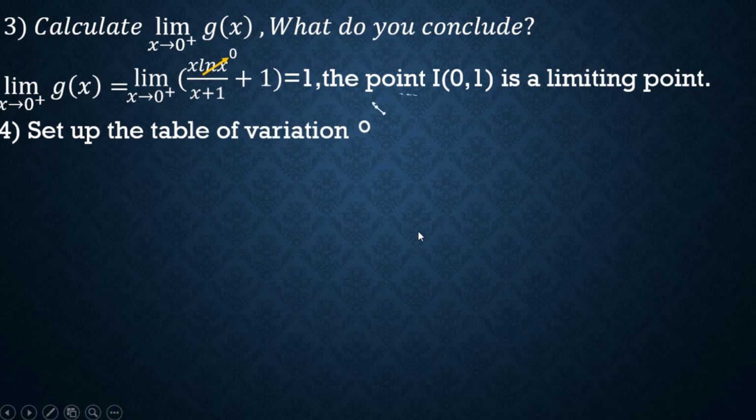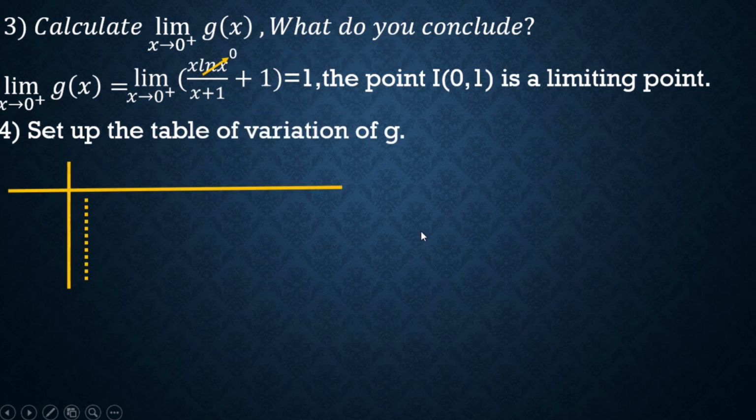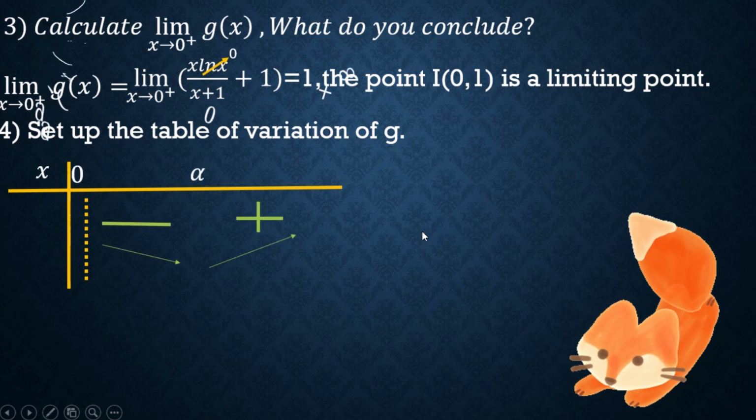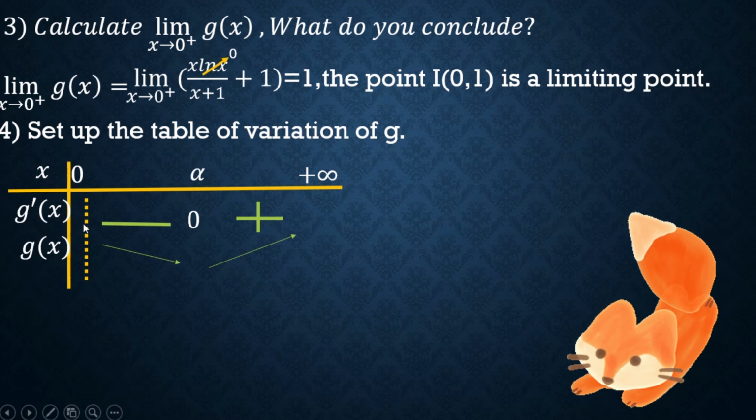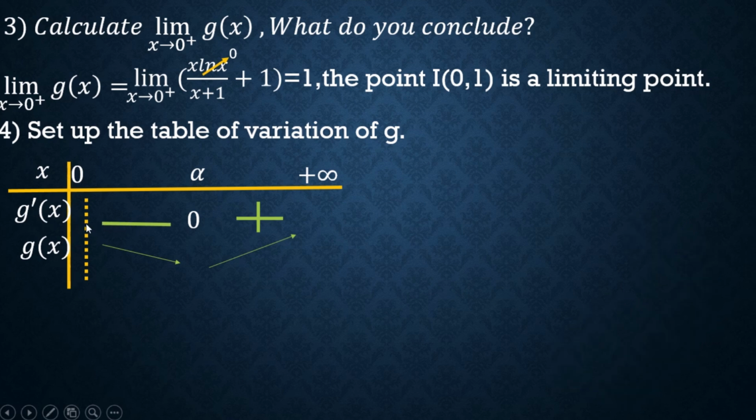We conclude that the point of coordinates (0, 1) is a limiting point. Set up the table of variation of g. G prime of x takes the sign of f of x. So this is minus, plus: decreasing, increasing. The limit of g of x as x goes to 0 equals 1. The limit of g of x as x goes to plus infinity equals plus infinity. And g of alpha equals 1 minus alpha.